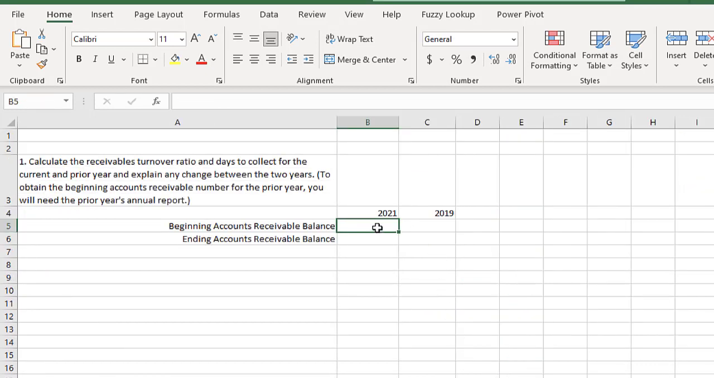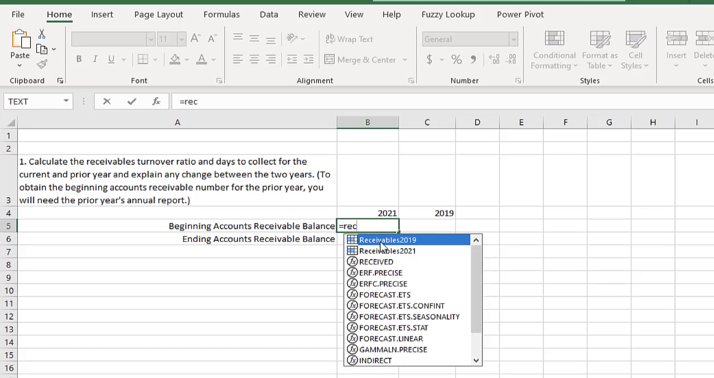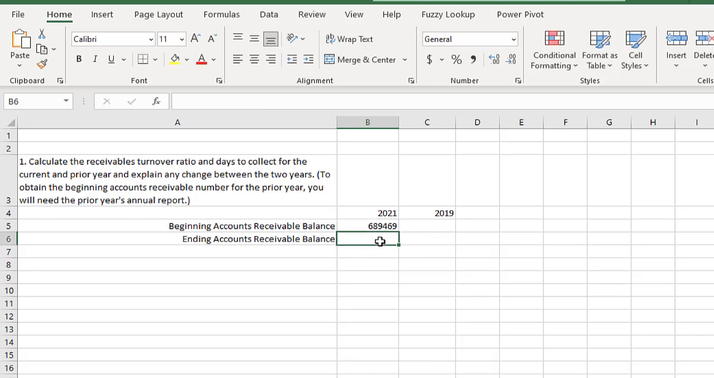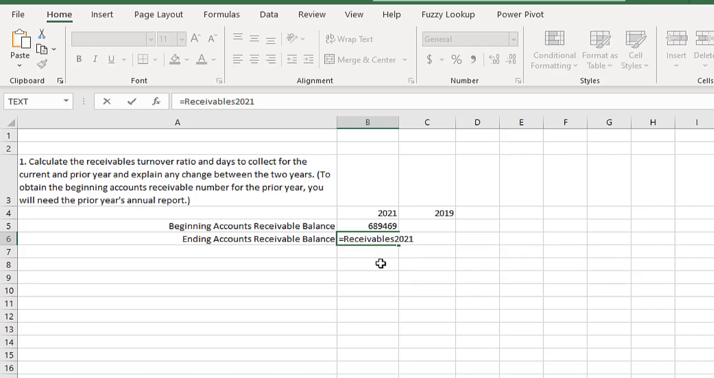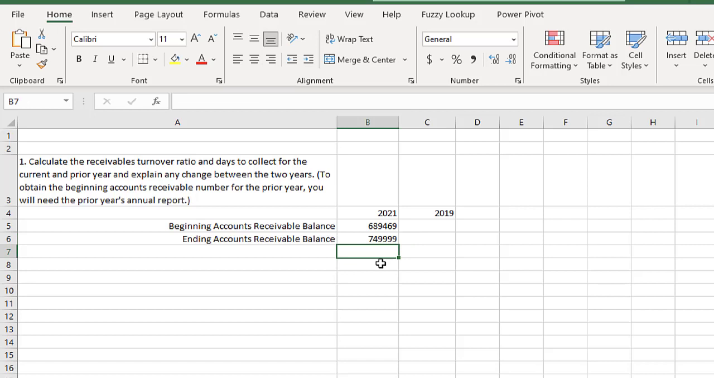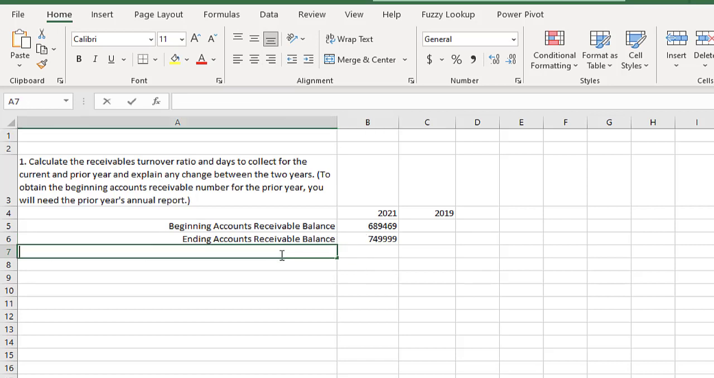And again, my beginning for 2021 is my ending for 2019. So I'm going to put equal receivables. Double click 2019, and my ending is going to be my ending, which is 2021. Double click, and now I'm going to do the average of these two numbers. So I'm going to make this average net receivables. Again, I'm going to justify it.